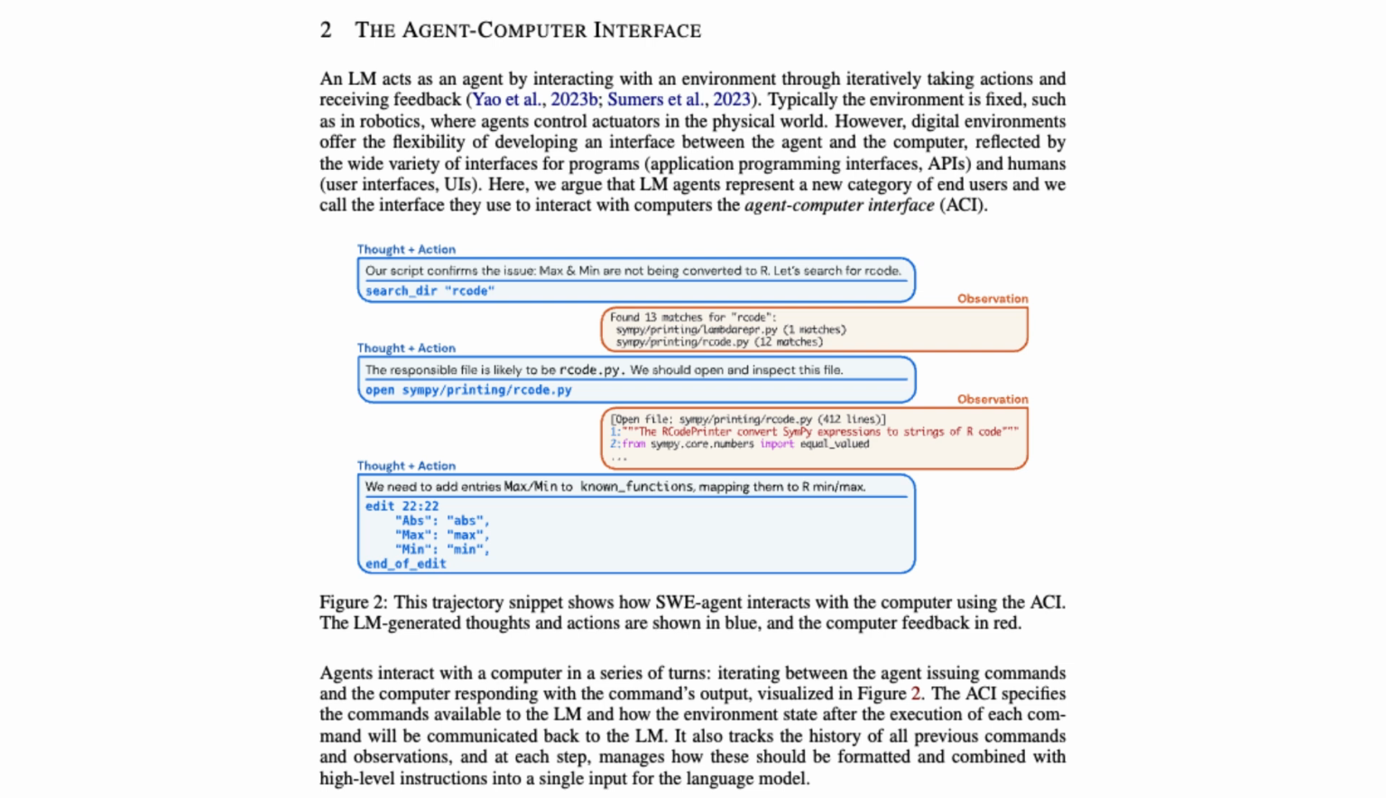Agents interact with a computer in a series of turns, iterating between the agent issuing commands and the computer responding with the command's output, visualized in Figure 2. The ACI specifies the commands available to the LM and how the environment state after the execution of each command will be communicated back to the LM. It also tracks the history of all previous commands and observations, and at each step manages how these should be formatted and combined with high-level instructions into a single input for the language model.